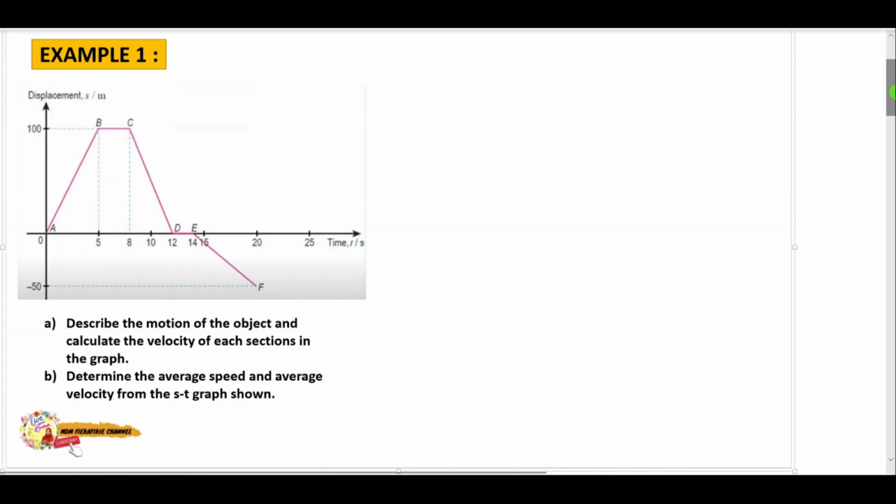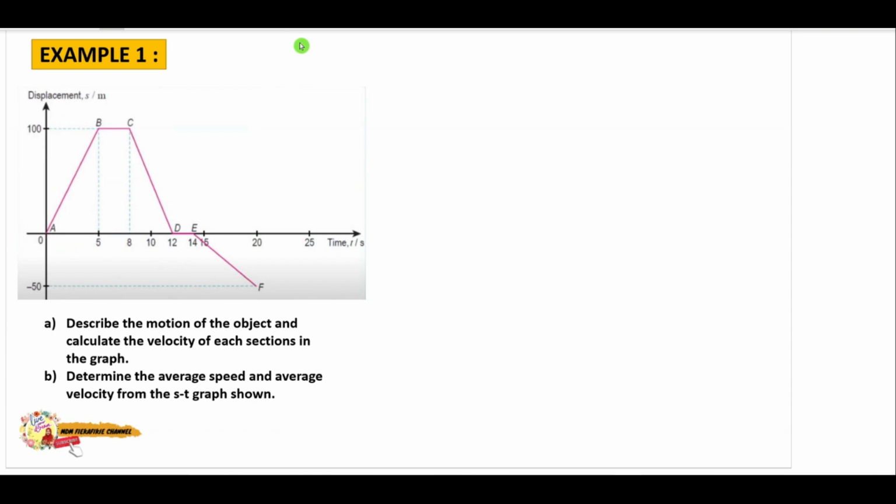Okay, jom kita mulakan dengan example yang pertama. So here we have ST graph, displacement against T graph. Okay, so the question asks us to describe the motion of the object and calculate the velocity of each section, referring to section AB, BC, CD, DE dan EF in the graph.